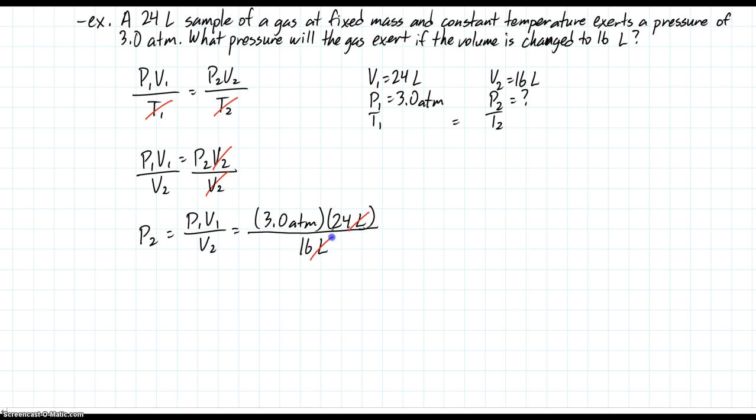Liters over liters cancels. We have 2 sig figs in all of our values that we're multiplying and dividing, so our answer will have 2 sig figs as well. And so we'll get a pressure P2 of 4.5 atmospheres.